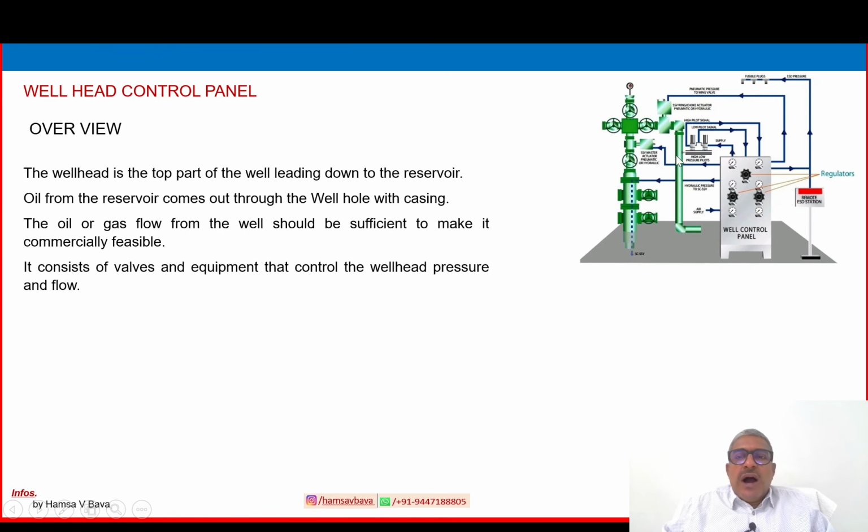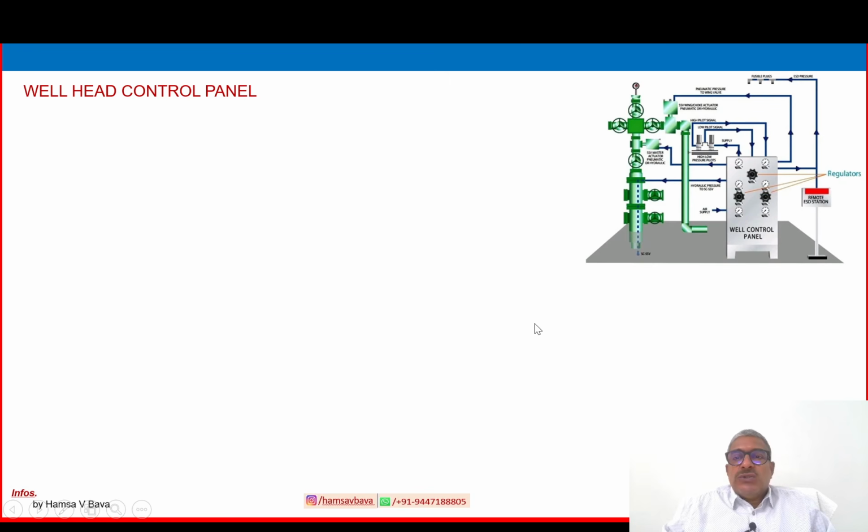It consists of valves and equipment that control the wellhead pressure and flow. Many different valves are there: lower master valve, upper master valve, wing valve, and swab valve. Various valves are there, and some safety valves, the subsurface safety valve and the surface safety valve, etc. These are mainly controlling the wellhead pressure and flow, so it consists of major valves.